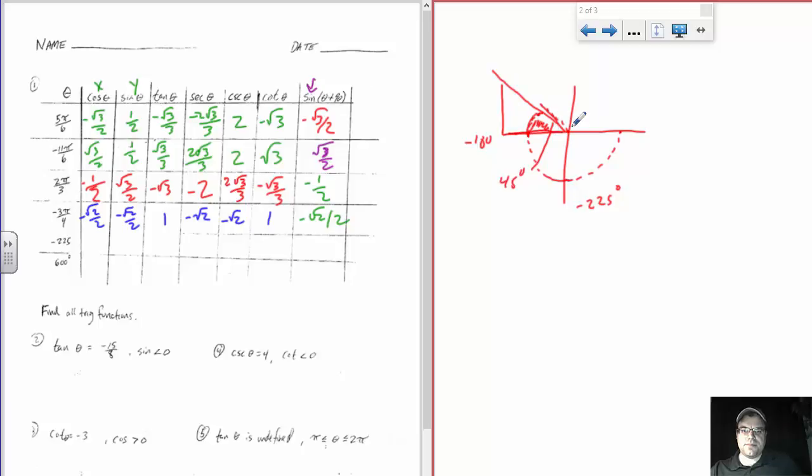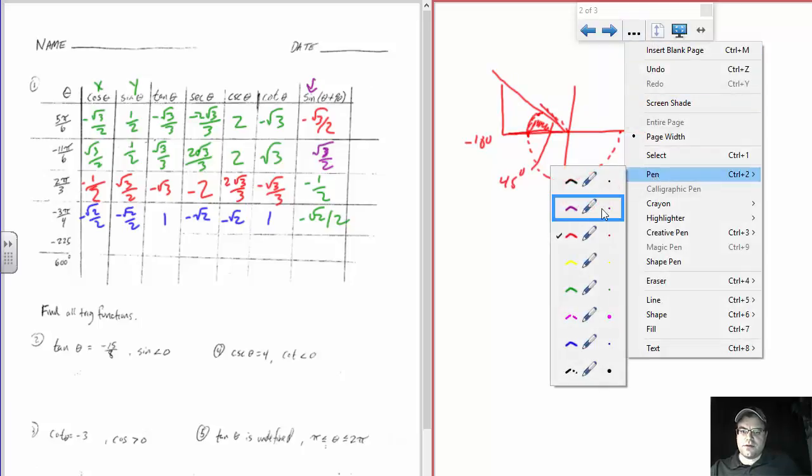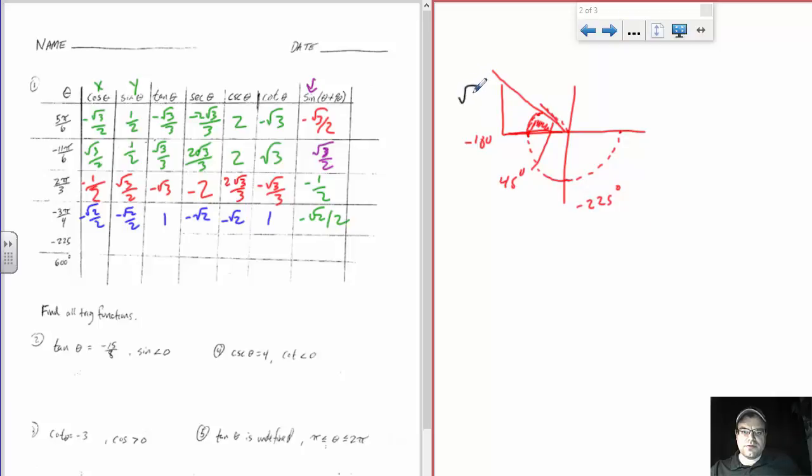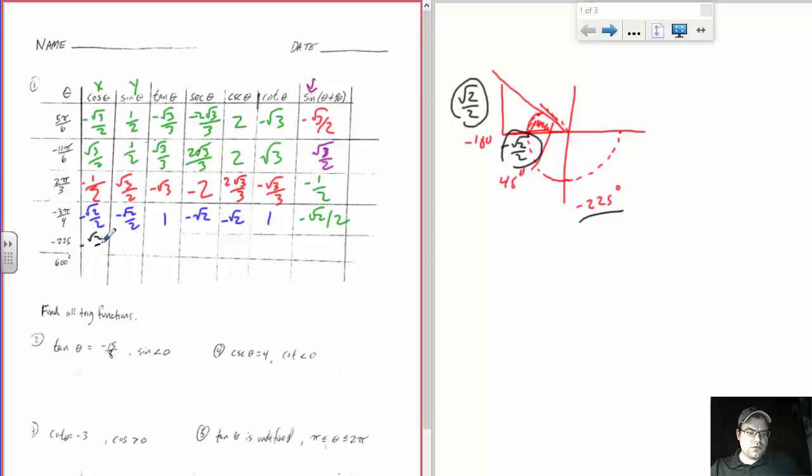So I have a special triangle again, that I know the ratio for. So this will be root 2 over 2, and this will be negative root 2 over 2, and this will be the cosine and the sine of negative 225. So this is negative root 2 over 2. This is positive root 2 over 2. The tangent will be the sine over the cosine, which will give me negative 1. The secant is the reciprocal of cosine, which is going to give me 2 over root 2, which is 2 root 2 over 2, so negative root 2 basically. Cosecant, the reciprocal of sine, if I flip that, it's going to be positive root 2.